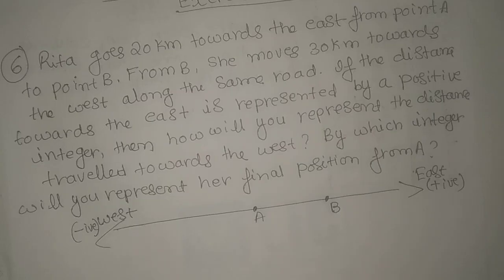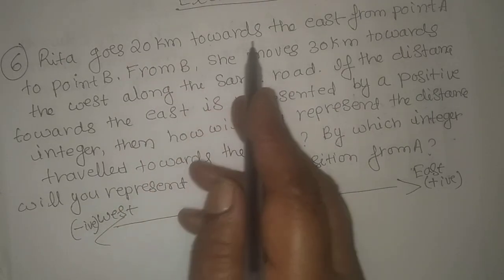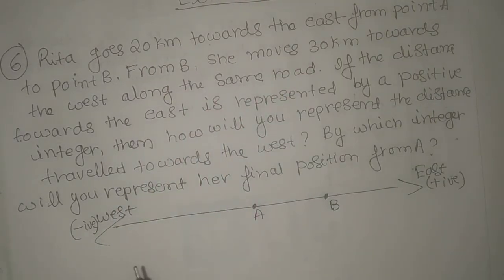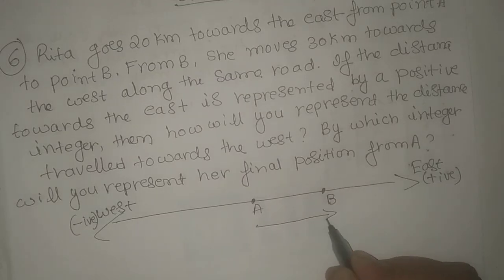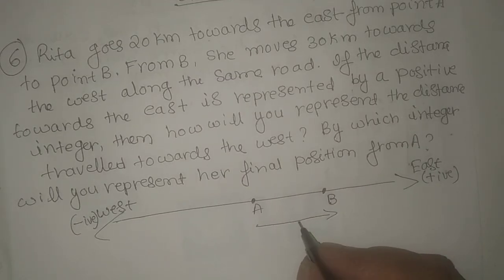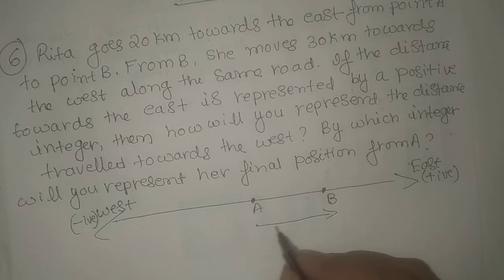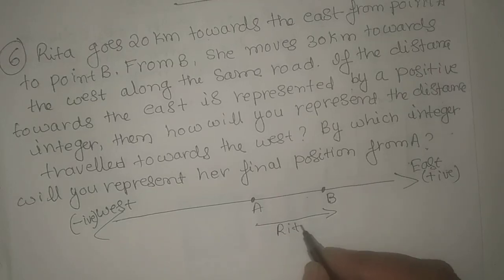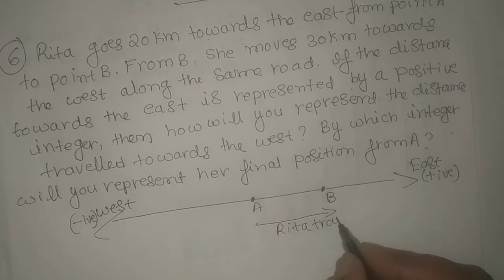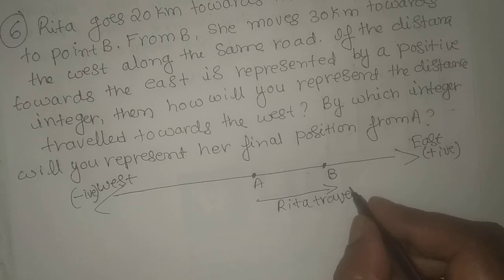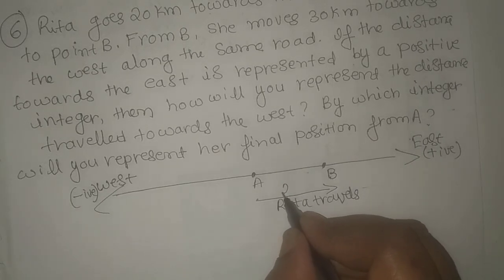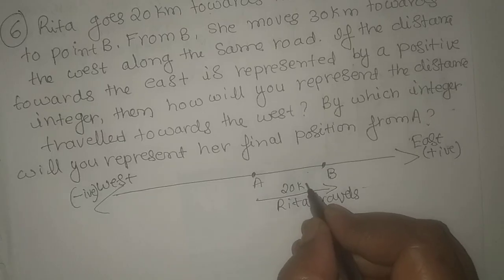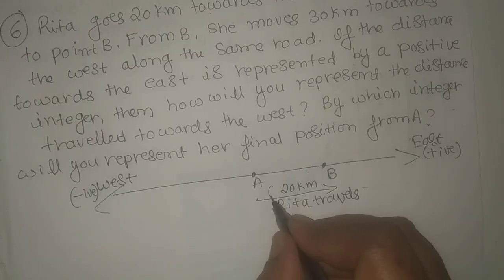So first, what is the problem? Rita goes 20 kilometers towards the east from the point A. Here she goes 20 kilometers from point A to point B. Rita travels towards east. So towards east is taken as positive, therefore 20 kilometers we take it as positive.